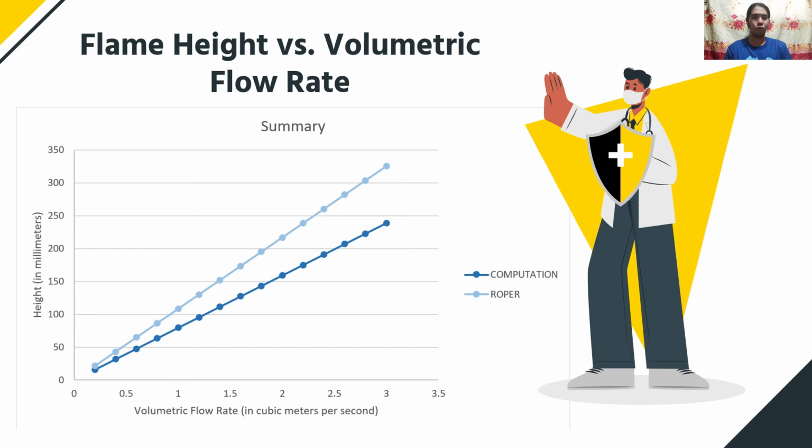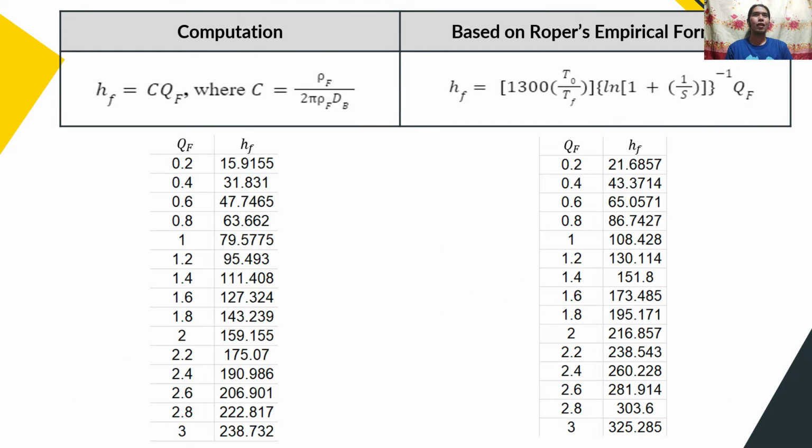The darker shade of blue represents the height of the flame, which is determined by using the conventional computation, and the lighter shade of blue shows the results from the experiment using the Roper's empirical formula. And then, on the next slide, we can see the summary of the data gathered from the experiment. The left side shows the conventional computation, and the right side shows the Roper's empirical formula.